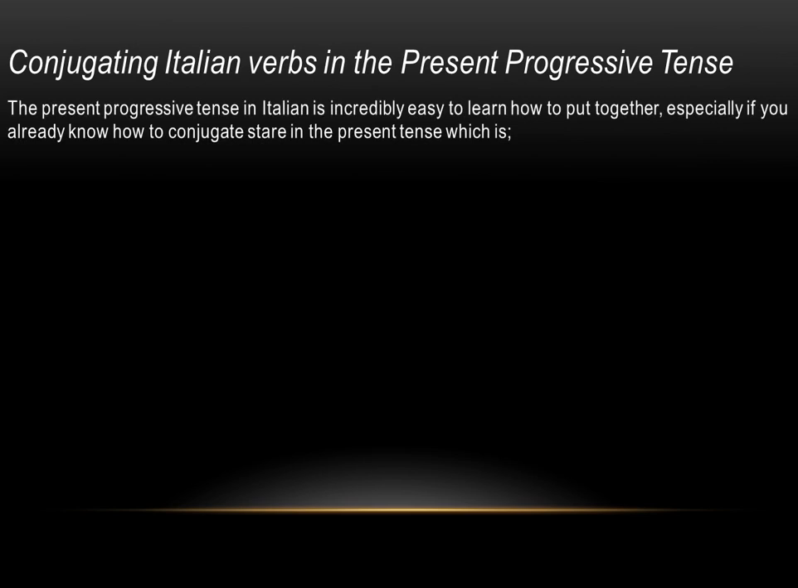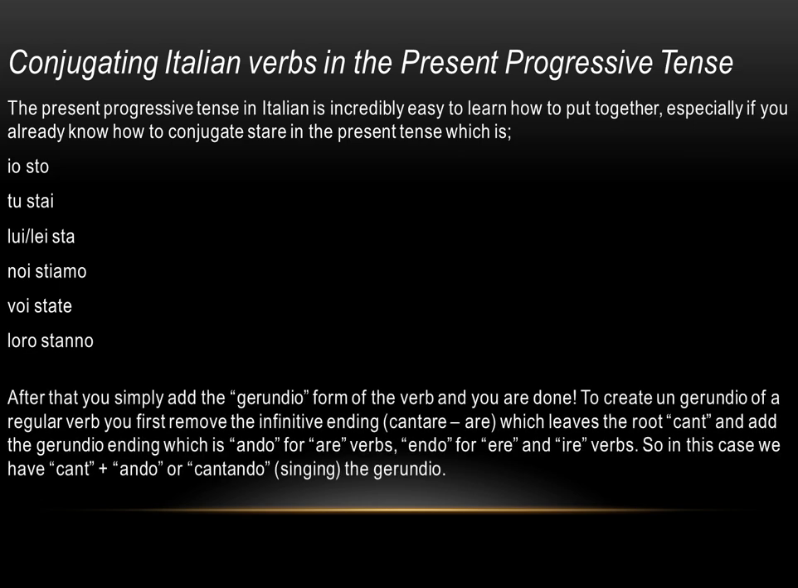The present progressive tense in Italian is incredibly easy to learn how to put together, especially if you already know how to conjugate stare in the present tense, which is io sto, tu stai, lui lei sta, noi stiamo, voi state, loro stanno. After that, you simply add the gerundio form of the verb, and you are done.